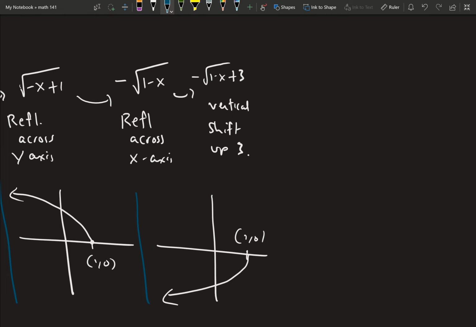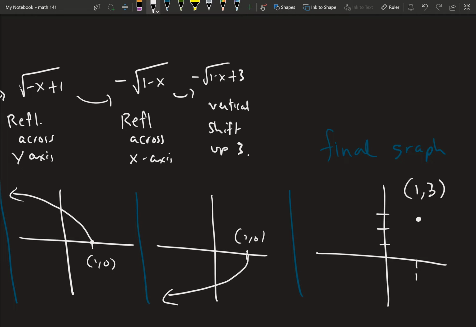So finally, this is the final graph. I take this and I go up by 3. So here's 1, and then 1, 2, and 3. So 1, 3, and then I have something, and it's going to cross. It's not going to stay above the x-axis. It's going to keep going down. Let me just redraw that, actually, it looks a little misleading. So it's going to go down, it's going to cross the x-axis and keep going down forever.